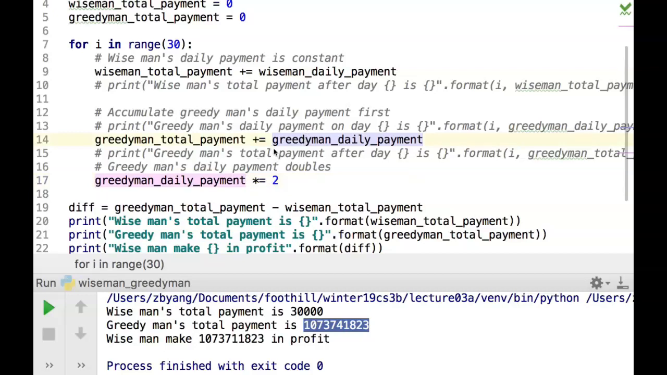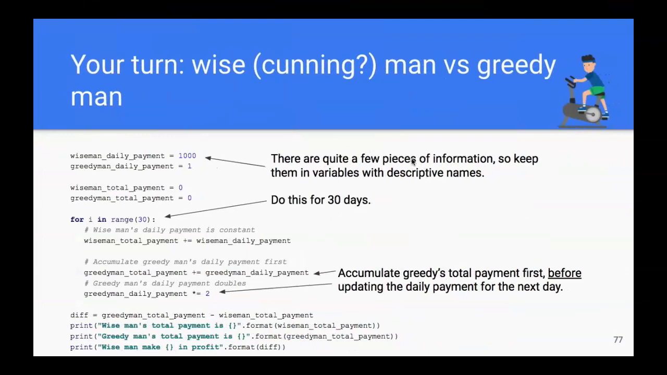If you switch the order of these two lines, the result is not going to be exactly right, because the very first daily payment you're going to be accumulating to the total payment will be 2 instead of 1. So you have to do this first. Okay, so hopefully you get the same result as I did.